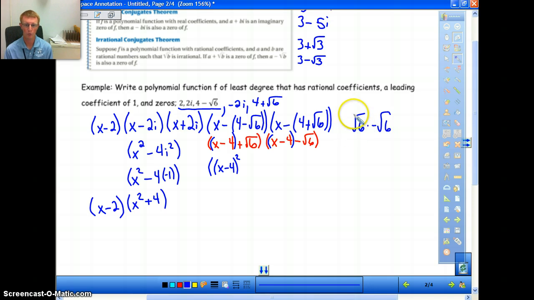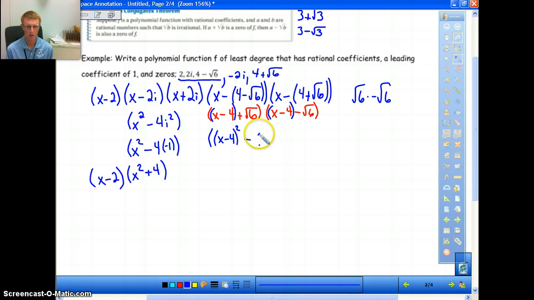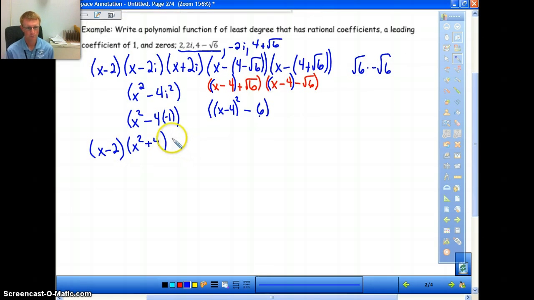And if you recall with radicals, if you multiply two things that are the exact same thing together, the square root goes away. So a positive times a negative will be a negative. So we're going to end up with minus 6 as our other factor here. So our last factor here will be x minus 4 squared minus 6.